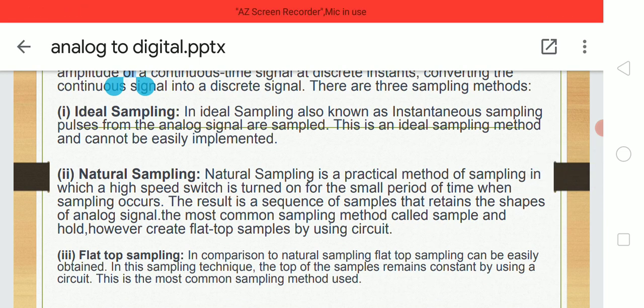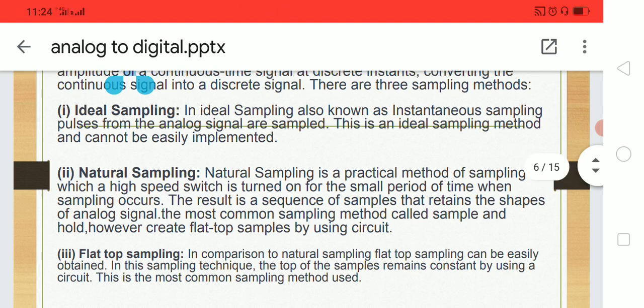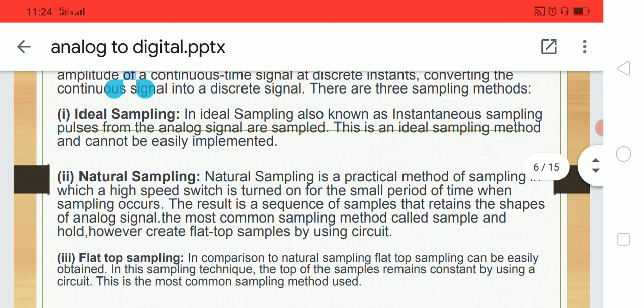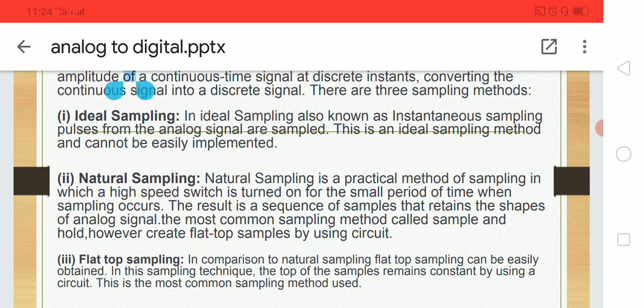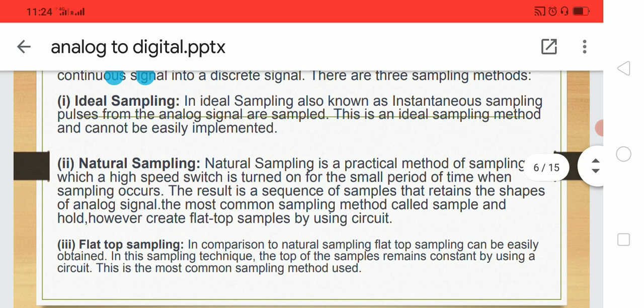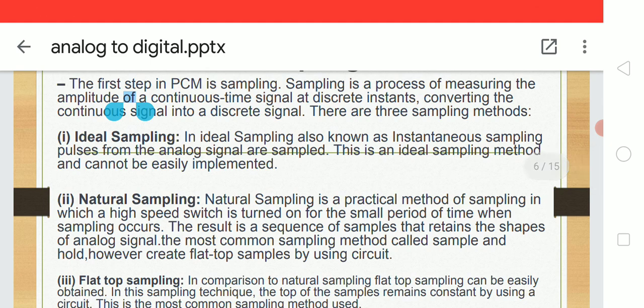In ideal sampling, also known as instantaneous sampling, pulses from the analog signal are sampled. This is an ideal sampling method and cannot be easily implemented. This is somewhat difficult to implement. Most of the sampling techniques are using flat top sampling. Okay, it's an instantaneous sampling also.